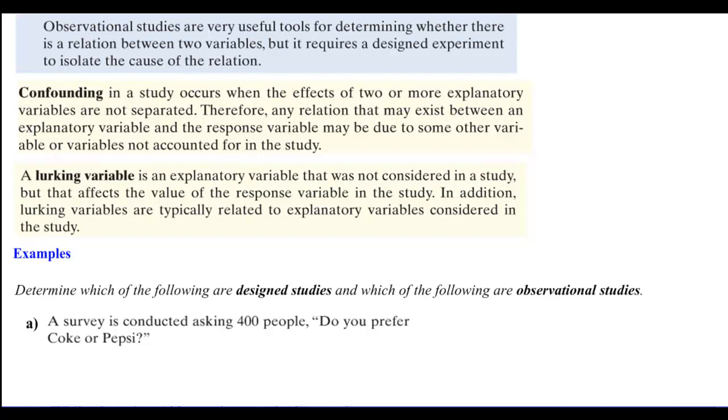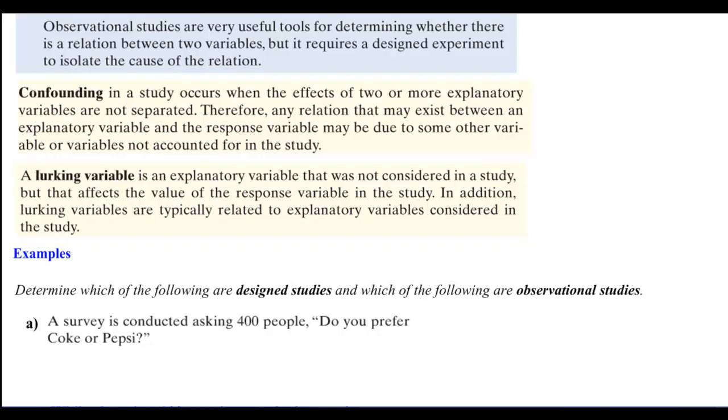So let's talk about that briefly. So to be able to say that one thing causes another, you have to have a designed experiment. So you have to have controlled environments or situations. You have to have multiple groups. So you've got the control group and then the experimental group. Versus an observational study where you're looking at different things.